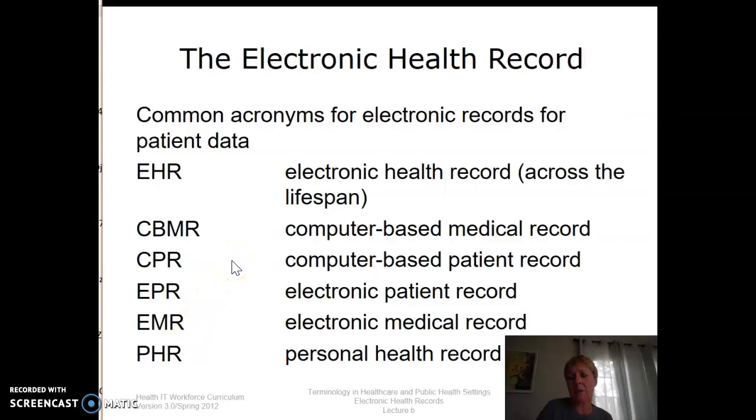Here are some terms for the electronic health record that you may have learned in health records management, and you will learn in health information systems. But computer-based medical record, computer-based patient record, all of these. Notice how it's called many different things.